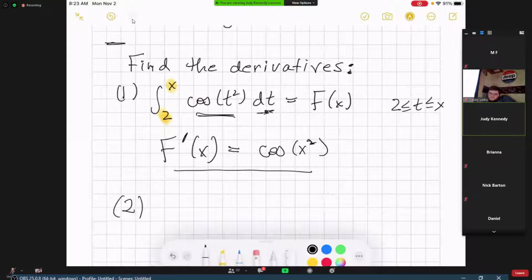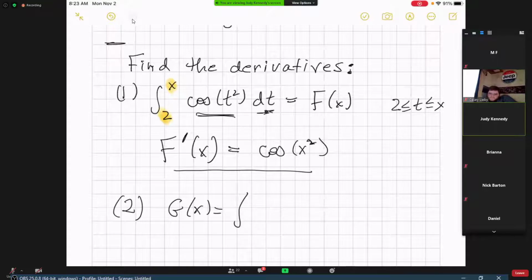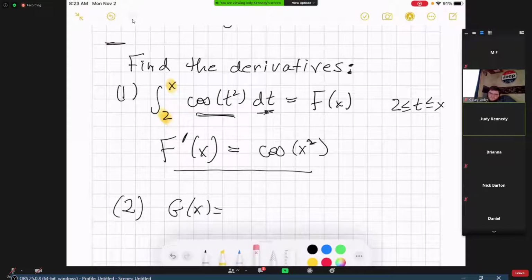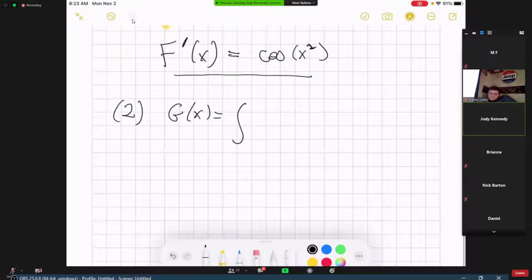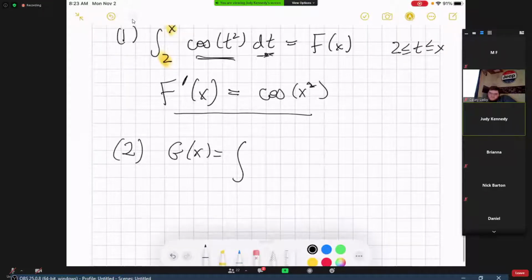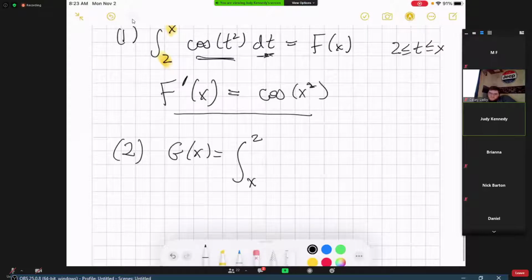Suppose I ask you for, I'm going to call this g of x. G of x is the integral. Let's see if I can do a better job. All right. The integral from x to 2 of the cosine of t squared dt.